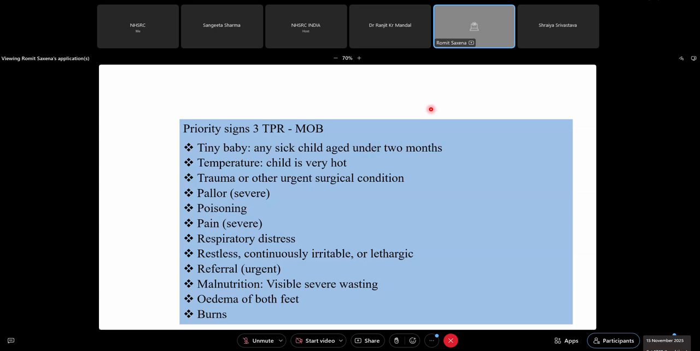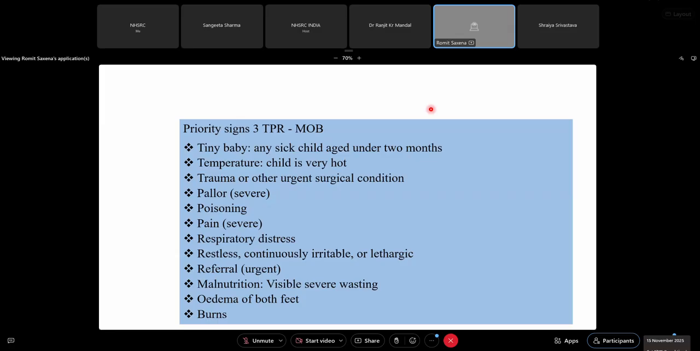Poisoning, especially if the mother gives a history that, Doctor sahab, he has eaten his grandfather's tablets. She might not tell what exactly it is, but then you may have to infer or ask the grandfather which tablets he takes. Pain, especially remember the signs of inflammation: rubor, calor, dolor, functio laesa. If a 2-year-old child is not moving his leg, he will not feign injury. Something is wrong. There might be some kind of viral infection with myalgias, there might be a fracture, there might be a staphylococcal infection, you don't know. So always learn to examine how rubor, calor, dolor and functio laesa are spread throughout the body.